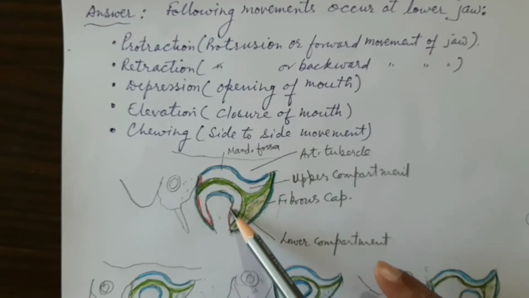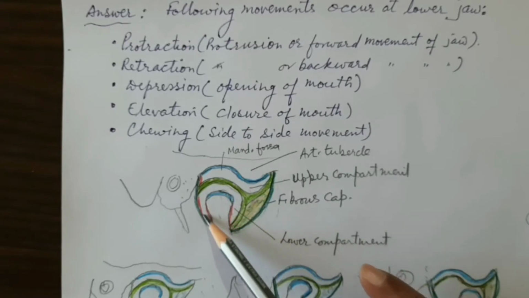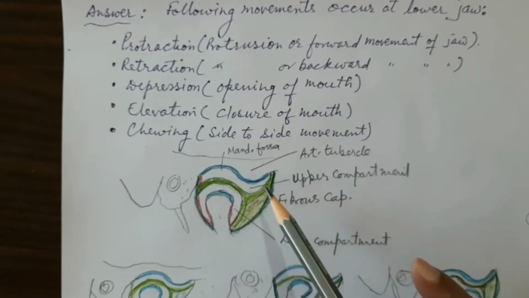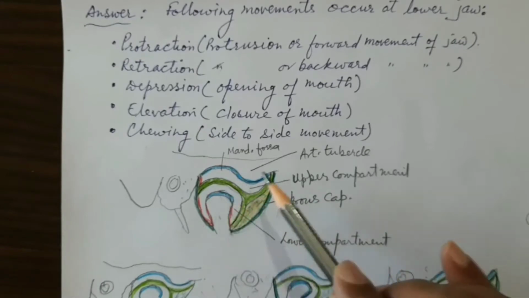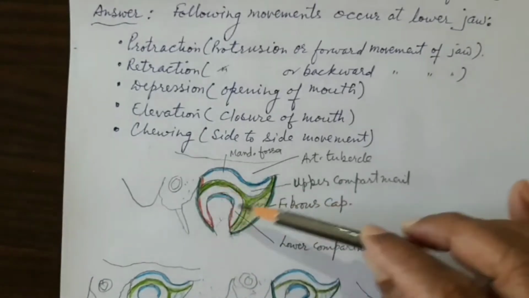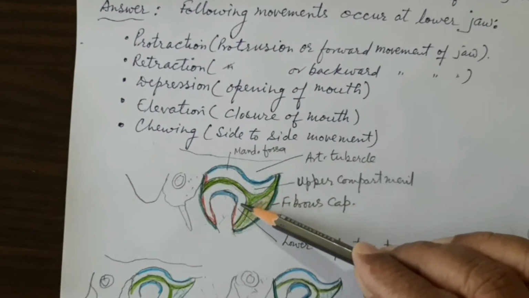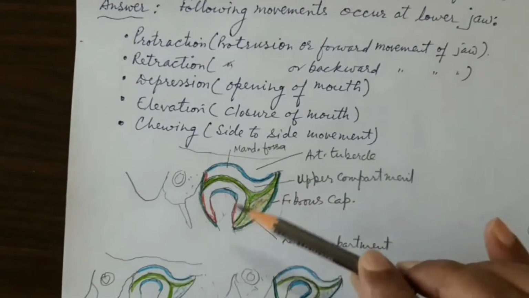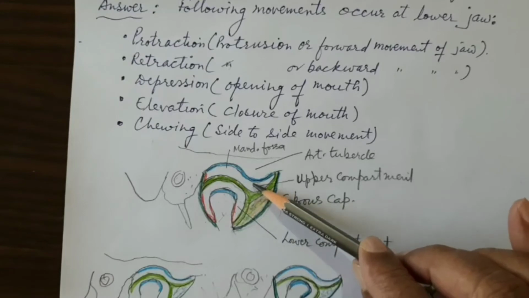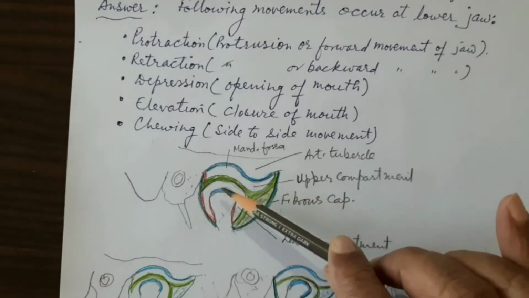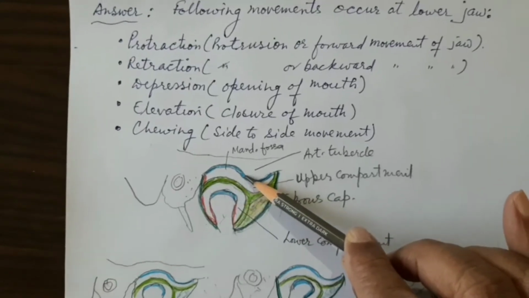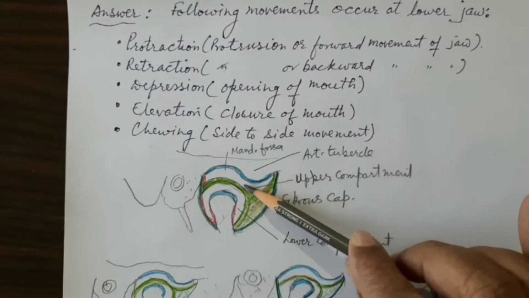This red line indicates the synovial membrane, the extra-articular synovial membrane. This is a very special kind of joint where the joint cavity is divided into an upper compartment and a lower compartment, and this itself indicates the movements which are taking place between the articular disc and the mandibular fossa and articular tubercle.